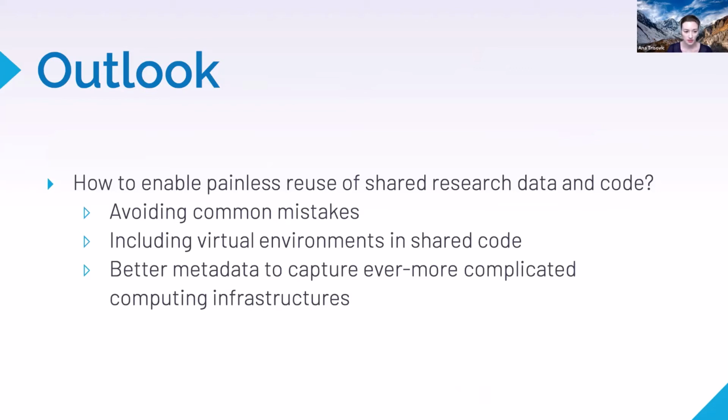Okay, Outlook: how can we enable painless reuse of shared research data and code? As I said, we need to avoid common mistakes, and that's best done if we re-execute our data and code in a clean environment and see what happens and what additional things we can capture. Virtual containers and general virtual environments are the best thing we can use to enable reproducibility, and we should definitely include them in sharing data and code. And finally, if we have better metadata to capture these things and the computing infrastructure, we will immediately know what infrastructure to use, and that will be very helpful for reproducibility and reuse.